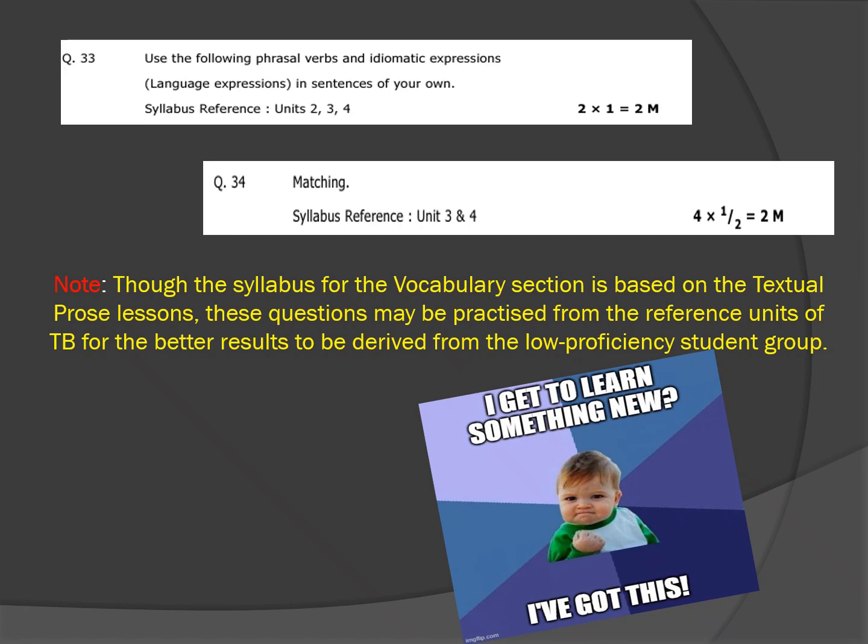And the last question under this section B is matching, and the syllabus reference for this is units 3 and 4. And here also the glossary of prose lessons may be considered. So glossary will be given more priority while preparing the students.